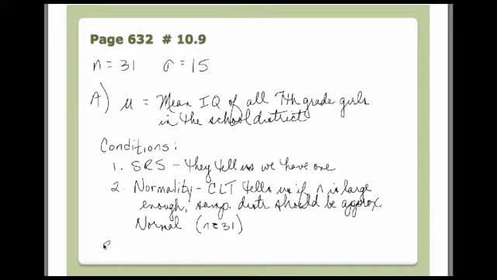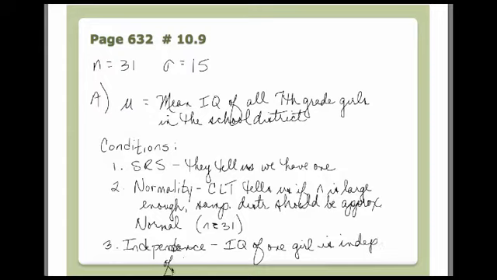All right, and the final one is independence. Remember, that's the independence of one observation over another. So in this case, we're talking about the girls' IQ scores. So I think it's pretty safe to say that the IQ of one girl is independent of the IQ of another. Right, and there are the conditions that can be met.